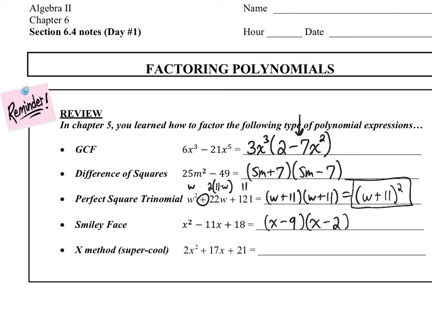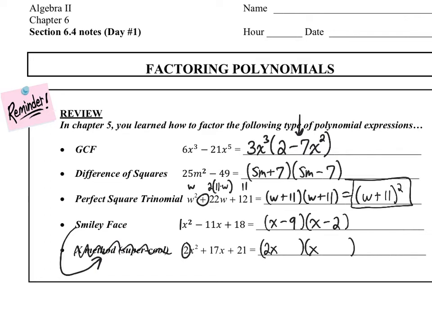All right, and then I want you to cross off this x method, super cool method. We don't use super cool method very much. We use smiley face for this as well. This one's just a little bit more complicated version of smiley face method. So this is when the a value is not 1. See, we had a 1x squared here, and we have a 2x squared down here. It's the same kind of process, where we're going to have 2x and x basically. It's a little bit more complicated because we have 2x times x instead of just x times x.